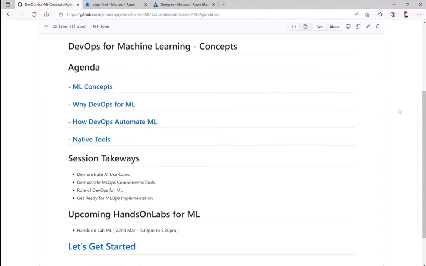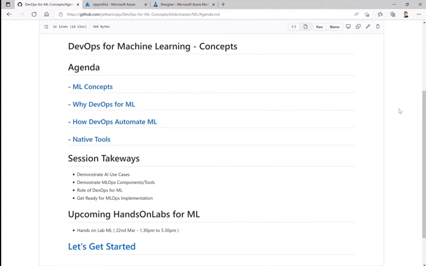So for today's session on machine learning, we will see what exactly machine learning is all about. We will look at the specific components which make up machine learning, and we will understand why we are actually doing machine learning, or what are the use cases where machine learning will help out. Similarly, what is the role of DevOps if we really want to apply a DevOps methodology on machine learning? That is what we will cover in why DevOps for machine learning.